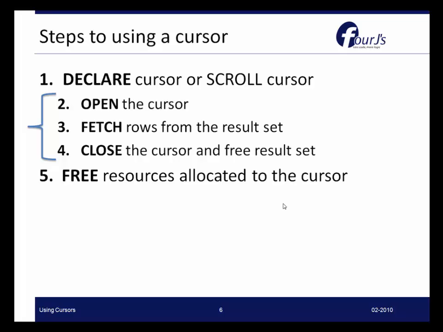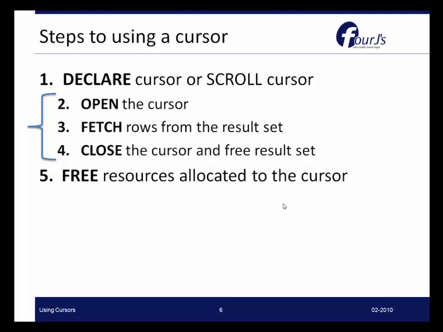Now to summarize the steps we used to use the cursor, first thing was to declare the cursor or declare a scroll cursor. Now that simply sets up a prepared statement on the database server side based on the select that you have established for that cursor. Then opening the cursor executes that prepared statement and sets up the result set. Then you can browse through the rows in the result set using either for each, which we'll look at on the next slide, or the standard fetch statement, which allows you to just fetch one row at a time from the result set.